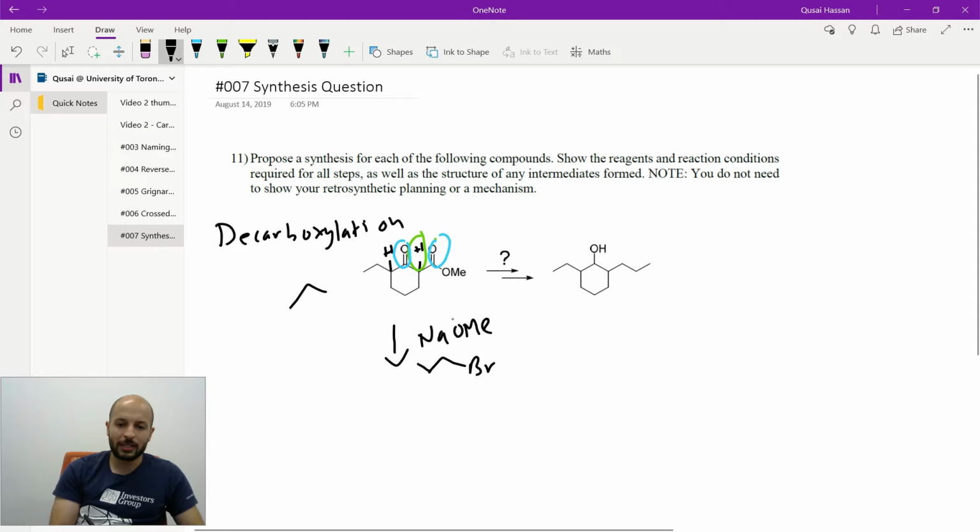So that's our first thing we're going to do, step one. What's going to happen is this base is going to deprotonate the alpha hydrogen that is highlighted, and then the enolate is basically going to attack this alkyl halide. So what you're going to get is something like this.